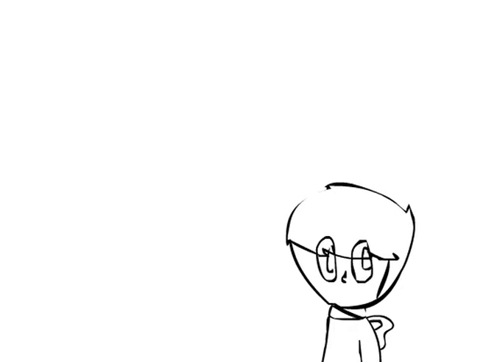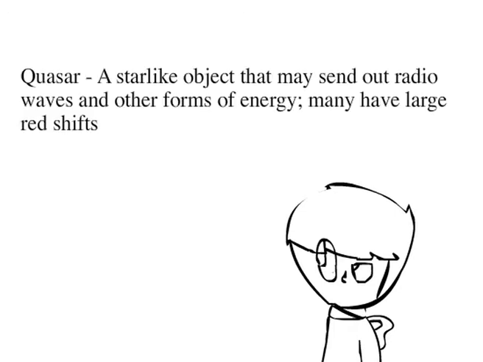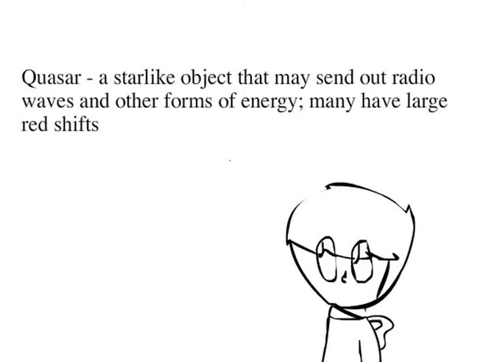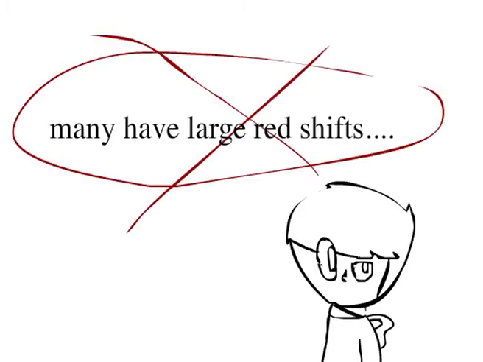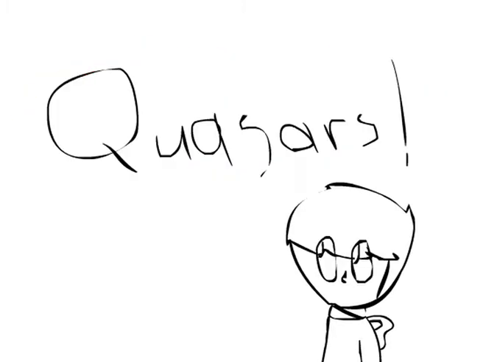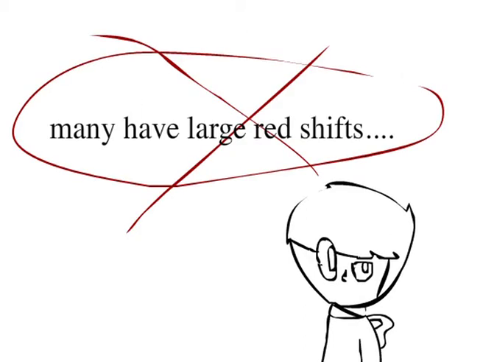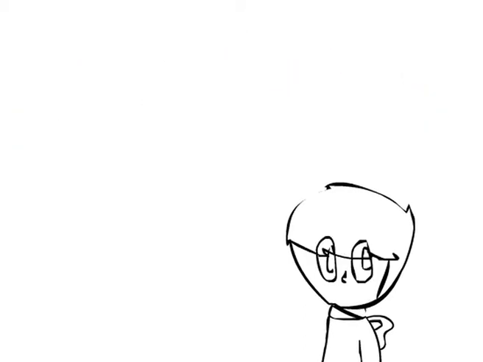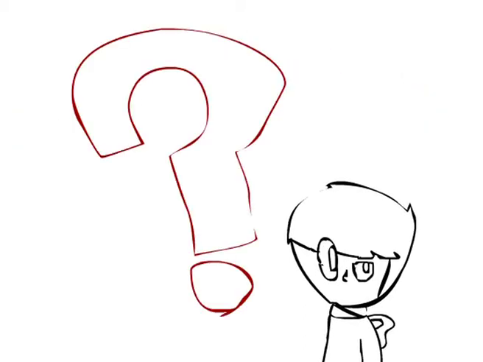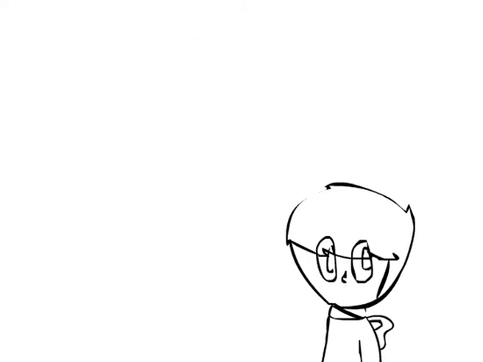Starting with the definition of a quasar, which would be a star-like object that may send out radio waves and other forms of energy. Many have large red shifts. But of course we don't need that last part because we're talking about quasars. The last part's kind of useless. So, what is a quasar? Let's find out.